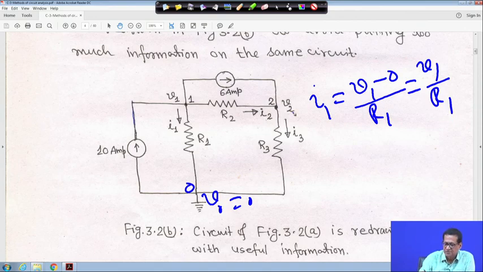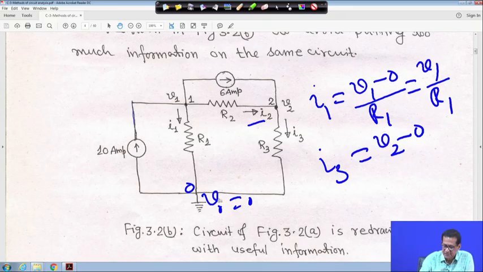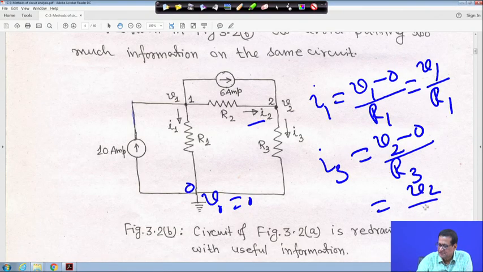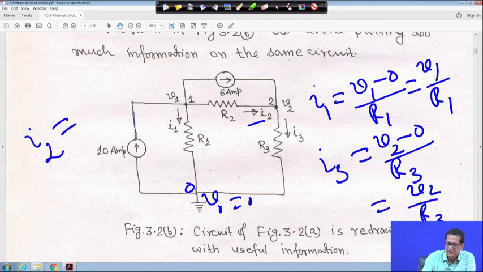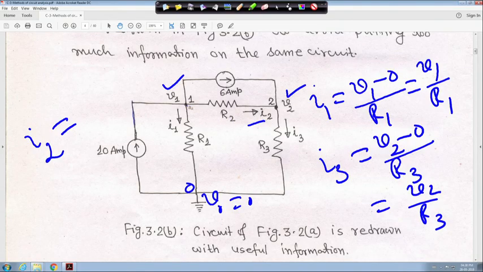Similarly, if you look into I 3, I will come to I 2 later. I 3 will be V 2 minus 0, because the datum node voltage is 0, so not writing V 0 again and again, directly writing V 2 minus 0 divided by R 3, that is V 2 by R 3. And I 2 is equal to, this voltage is V 1, this voltage is V 2, and current is flowing from node 1 to node 2.